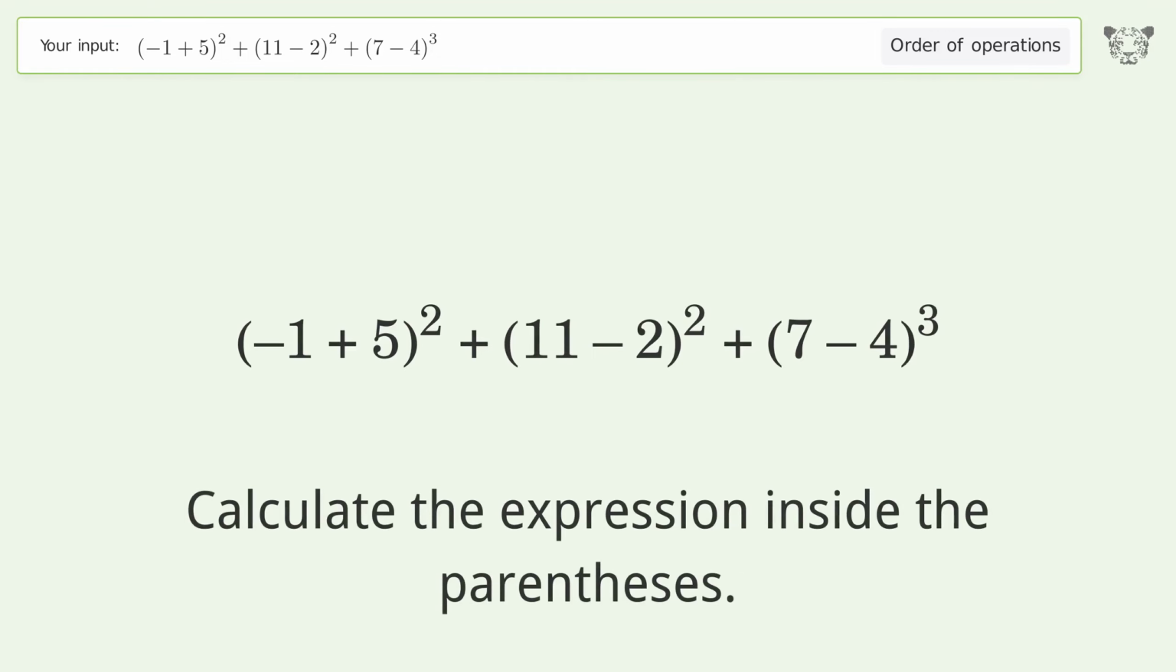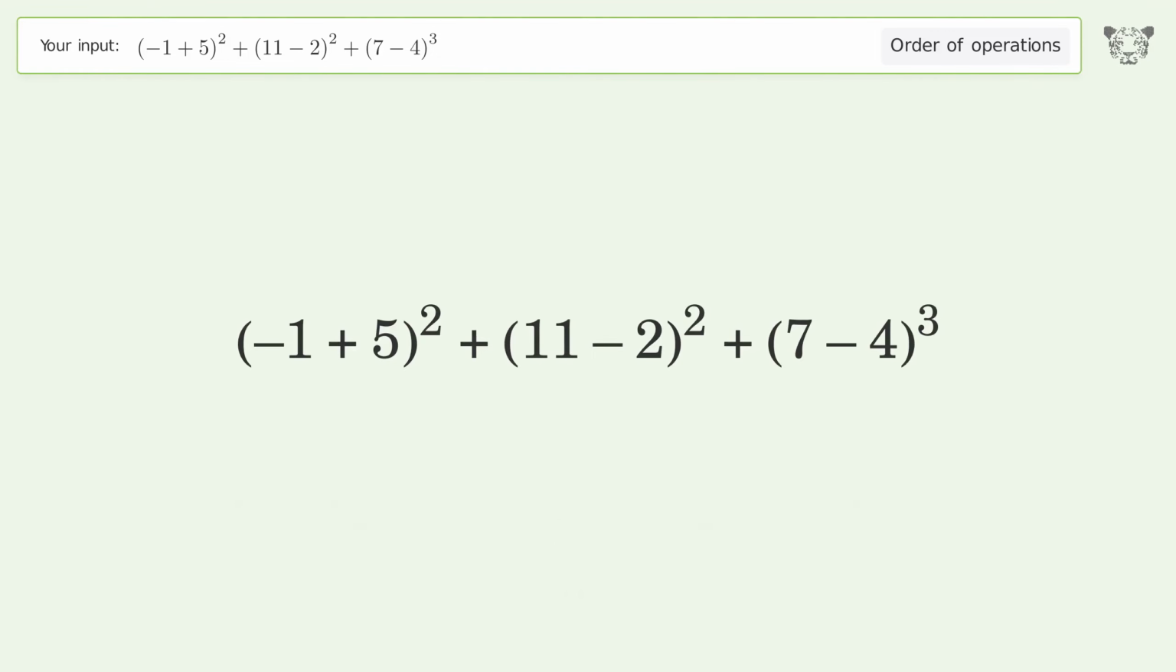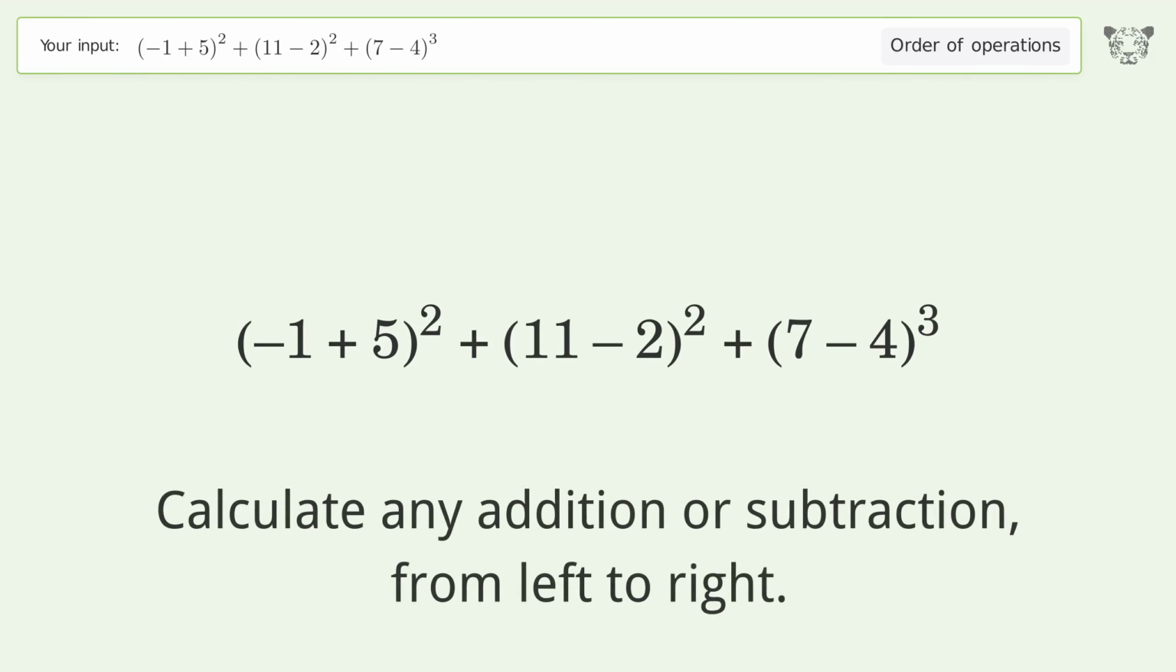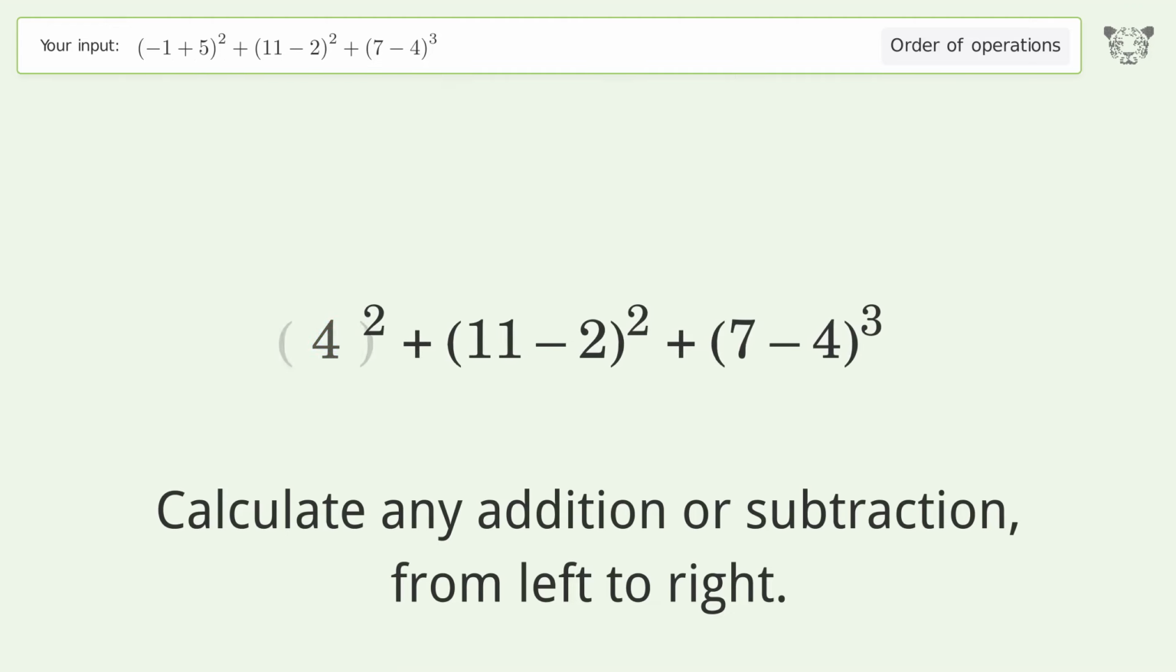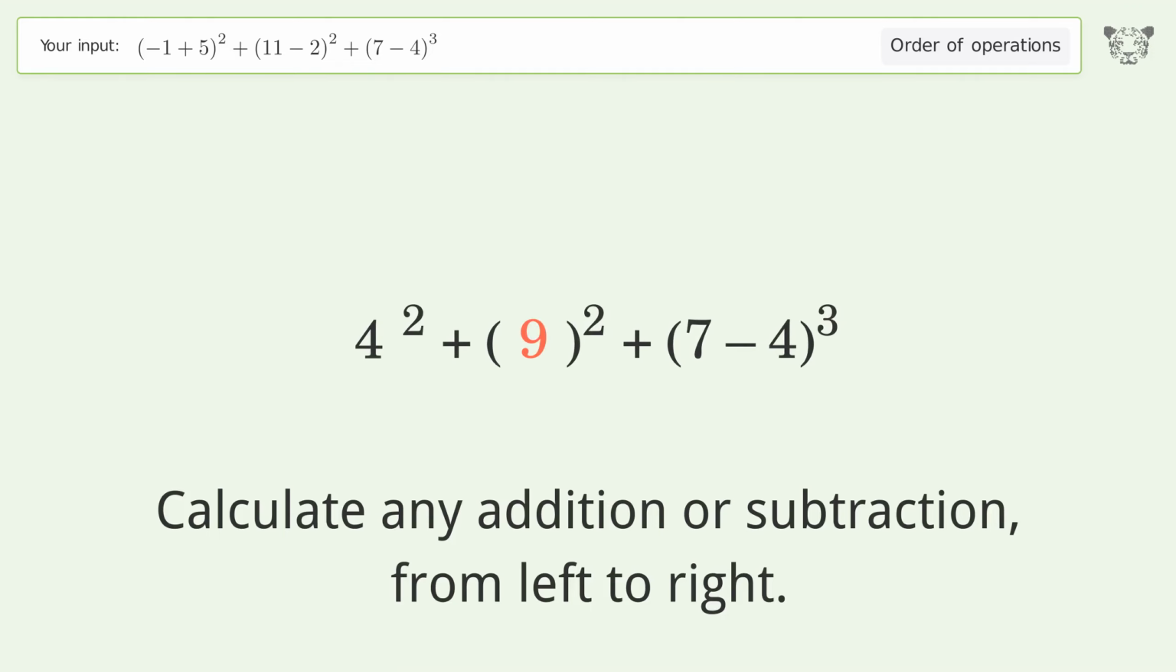Calculate the expression inside the parentheses. Calculate any addition or subtraction, from left to right. -1 plus 5 equals 4. 11 minus 2 equals 9. 7 minus 4 equals 3.